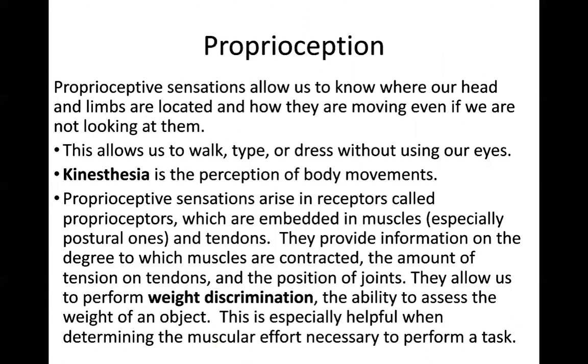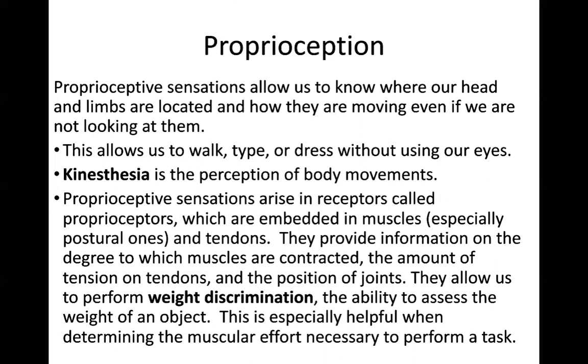Okay, proprioception. Once again, this is what allows us to know where our head and limbs are located, how they're moving, and if we're not looking at them. Allowing us to walk, type, or dress without using our eyes. We already had all that information a couple slides ago. Kinesthesia, we already said that's the perception of body movements. And receptors involved are called proprioceptors.